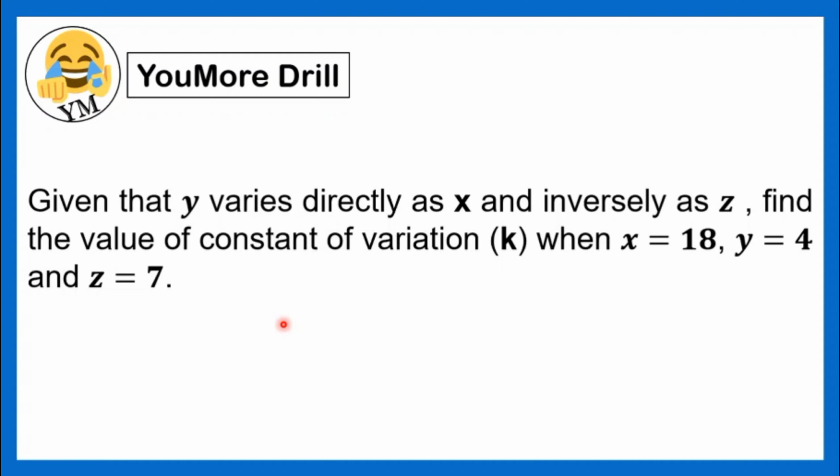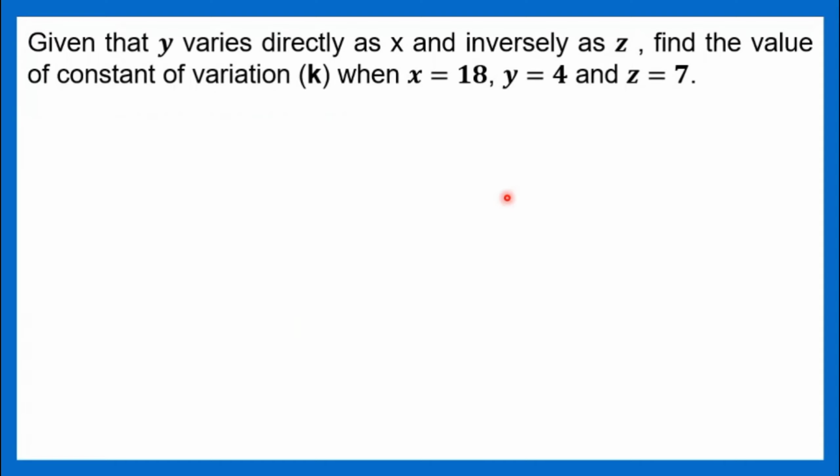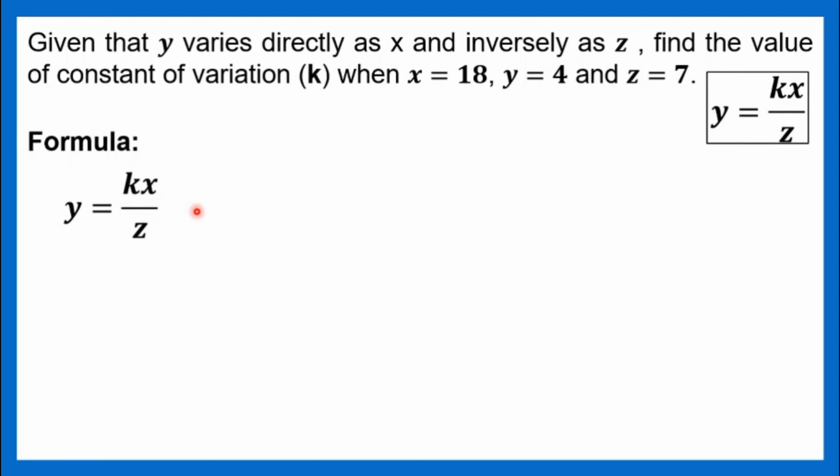Alright, time's up. So, let's answer this. Ayan, so ito yung problem natin. Again, first thing you have to do is to translate this one. Y varies directly as x and inversely as z. So, ganito siya. Y directly ay kx. So, ayan. Tapos z ay nasa ilalim. And after that formula tayo, same formula lang din. Y is equal to kx over z.